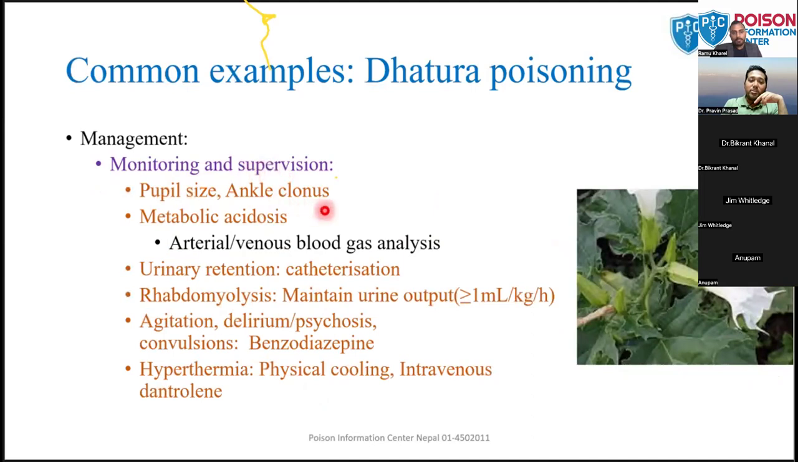Then the person can develop hyperreflexia, so for that we want to monitor the ankle clonus. The person can land up with metabolic acidosis, so if it is available, arterial blood gas analysis or venous blood gas can be done.